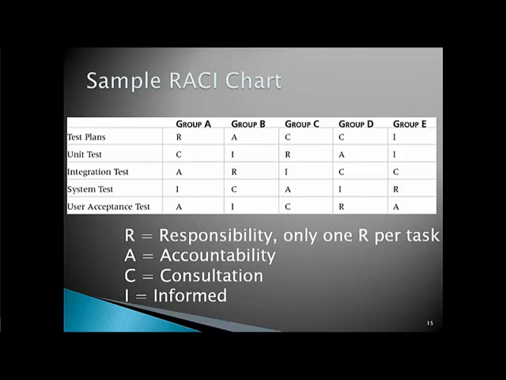The RACI matrix maps a group or a person's role to an activity, and as we can see in this example, we have different groups, and each group is assigned to be responsible or be accountable or be consulted or be informed in one of these tasks or activities.